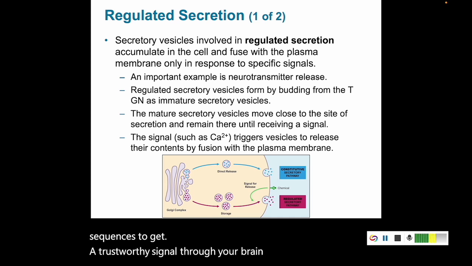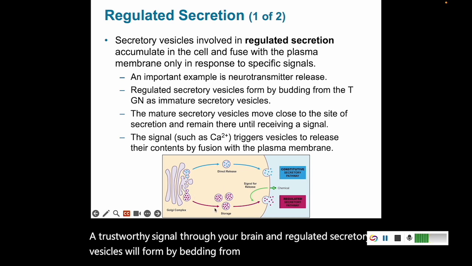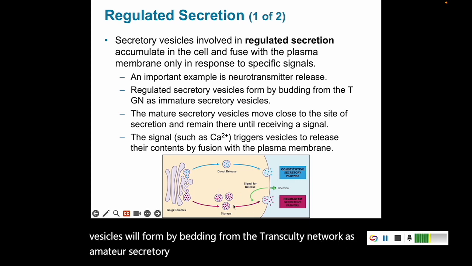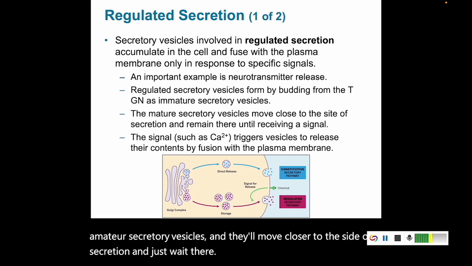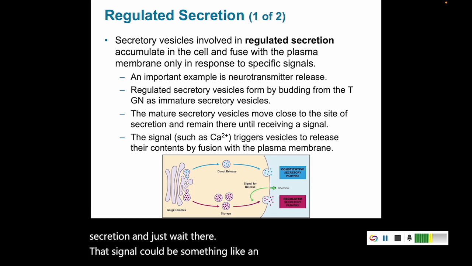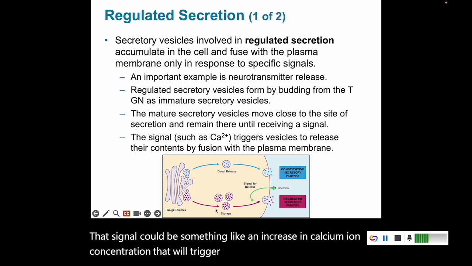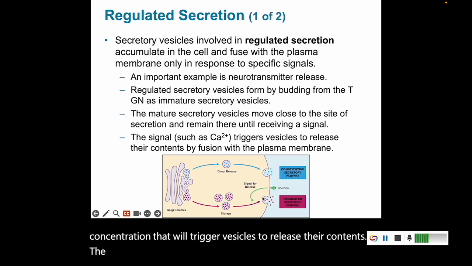And regulated secretory vesicles will form by budding from the trans-Golgi network as immature secretory vesicles, and they'll move closer to the site of secretion and just wait there. That signal could be something like an increase in calcium ion concentration that will trigger vesicles to release their contents. The vesicles will fuse with the membrane, and the contents will then be sent outside of the cell.